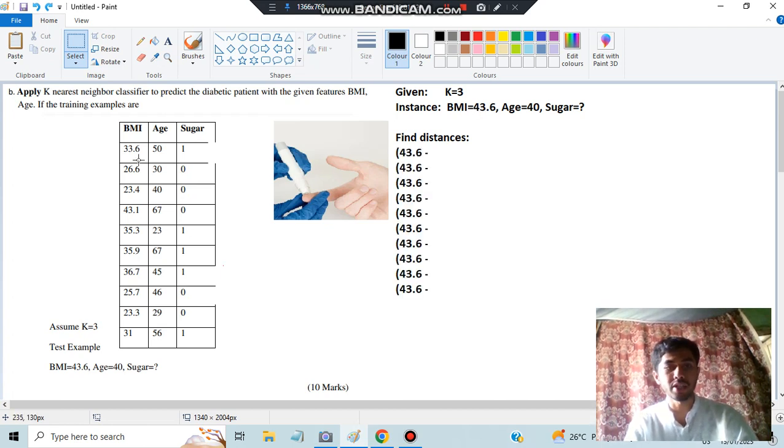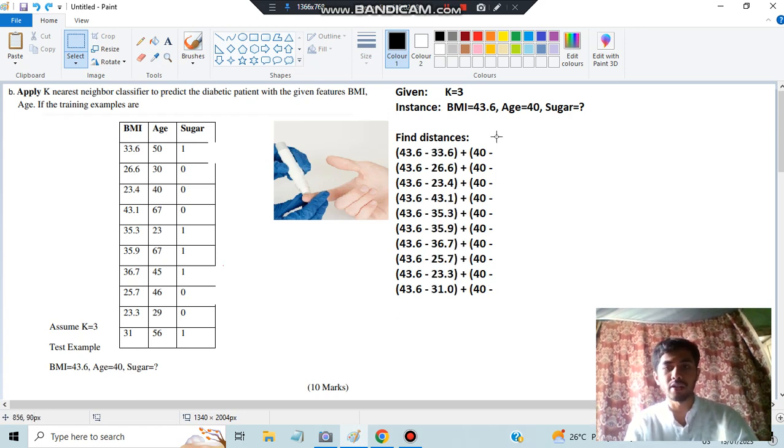You have to write how many there are, 10 instances. 43.6, you have to write 10 times, and then write minus here. Same thing you have to do with age also, write it 10 times and then write minus here. All you have to do is substitute the BMIs correspondingly here, and substitute the age values correspondingly here, and then you can add them up.